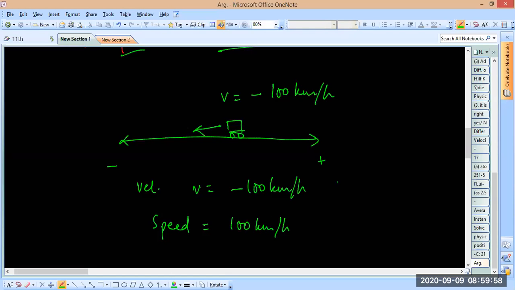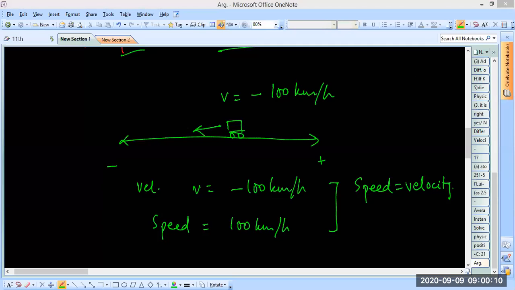So I'm just going to ask you a question. Is speed equal to velocity? Yes or no? Is speed equal to velocity?